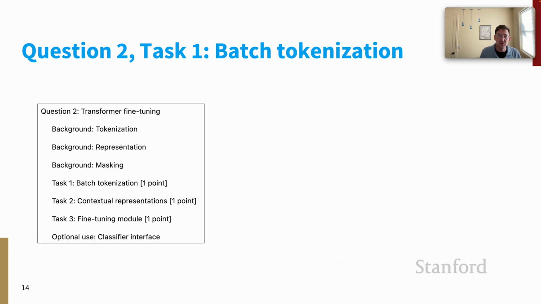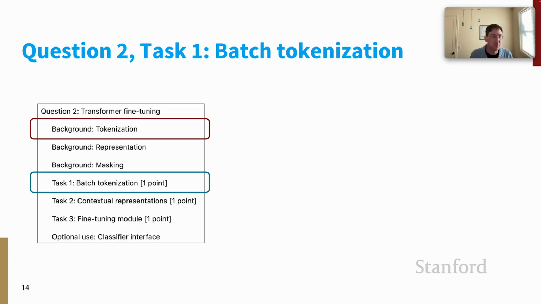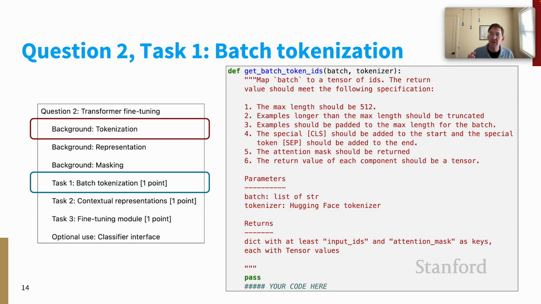Let's look at question 2, task 1. This is another tokenization question, batch tokenization. You'll be using Hugging Face code. So work through the background material and then dive into the question. You just need to complete a function get batch token IDs. The spirit of this is to get you thinking about how Hugging Face tokenizers work, make you aware of the various keyword arguments that they have, and in general, get you thinking about how to use these functions effectively in the context of fine-tuning models. So again, not a hard coding task. You should just follow the instructions and look around at the Hugging Face documentation in order to do this work.